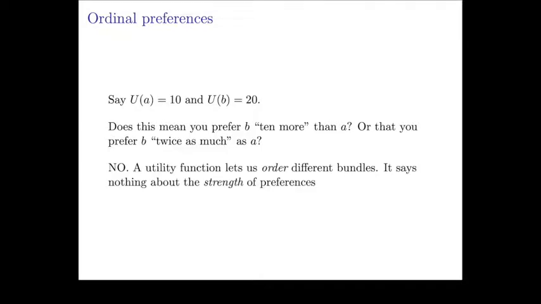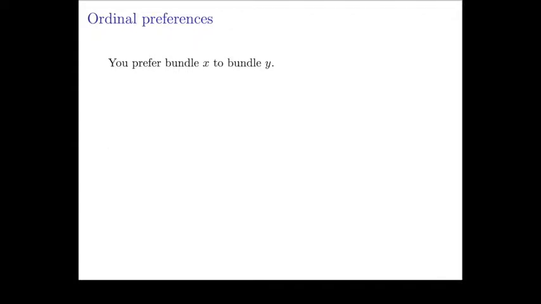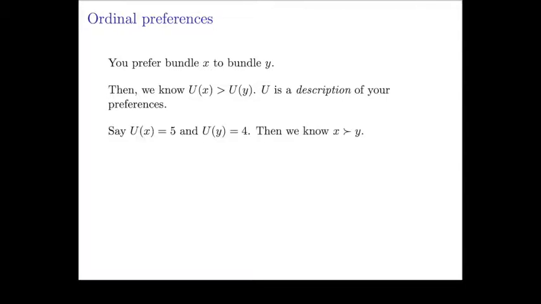A utility function only lets us order things, right? So just a higher number means that you prefer it to something that's associated with a lower number. And it really doesn't say anything about the strength of preferences. You've got to be very careful with that. So let's say you prefer bundle X to bundle Y. Then what we know is that u of X is going to be higher than u of Y. So u is a description of your preferences. Now let's suppose u of X is 5 and u of Y is 4. So we know that X is better than Y.